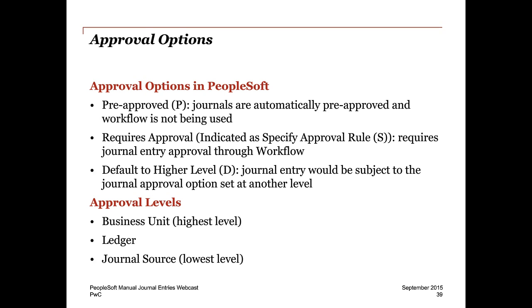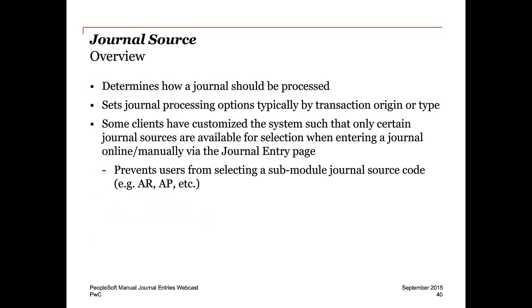So journal source, just an overview and a recap on what that means. This really determines how a journal should be processed in this workflow process. It configures the processing options as it relates to workflow, or can be a key consideration from a workflow process. I've certainly seen clients heavily leverage the journal source in their workflow design. Because, if you'll recall, this is readily visible to the user during the online entry screen, journal source is actually one of the fields that the user can populate from a selection.